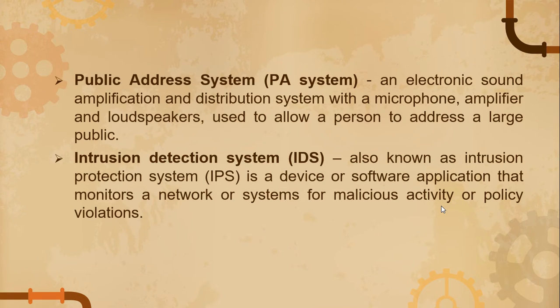So next is public address system or PA system, an electronic sound amplification and distribution system with a microphone, amplifier, and loudspeakers, used to allow a person to address a large public. For example, for announcement of movements at large and noisy air and rail terminals. The simplest PA system consists of a microphone, an amplifier, and one or more loudspeakers.